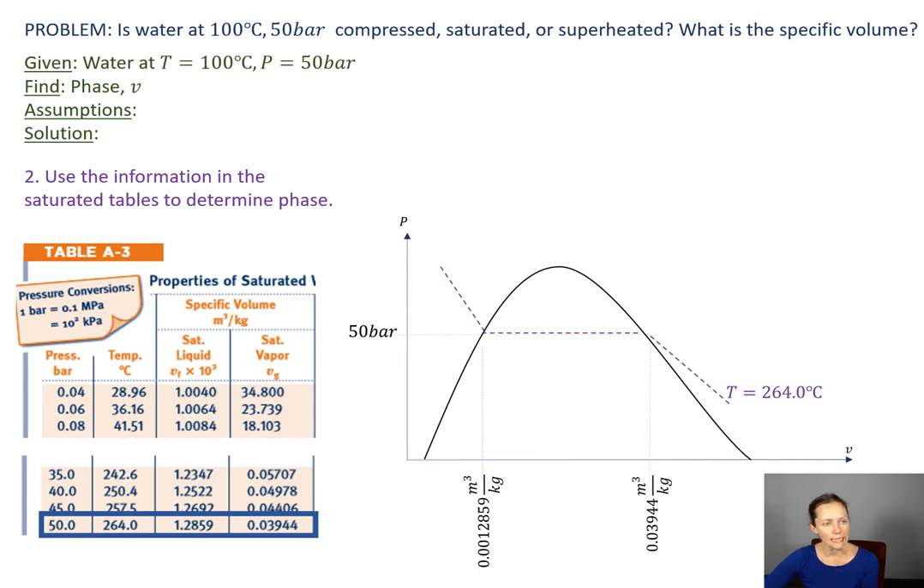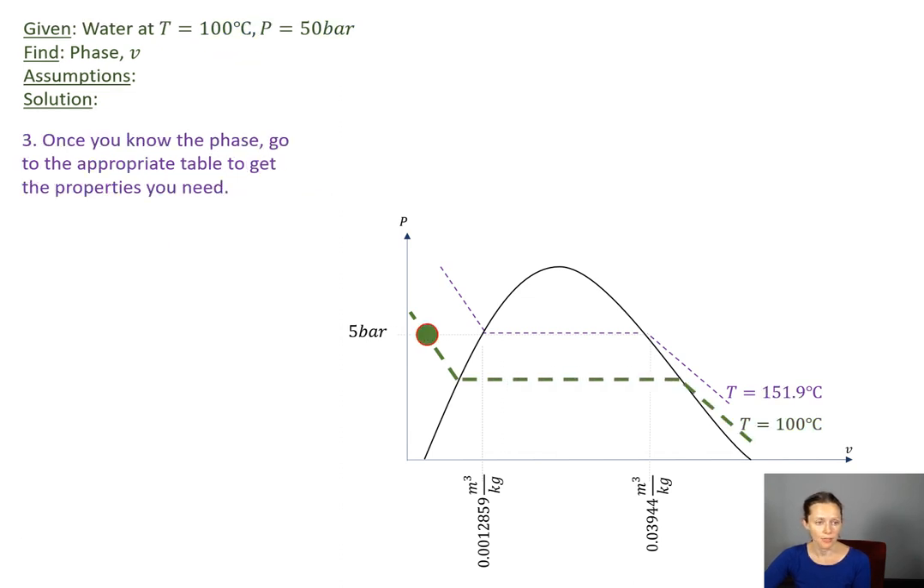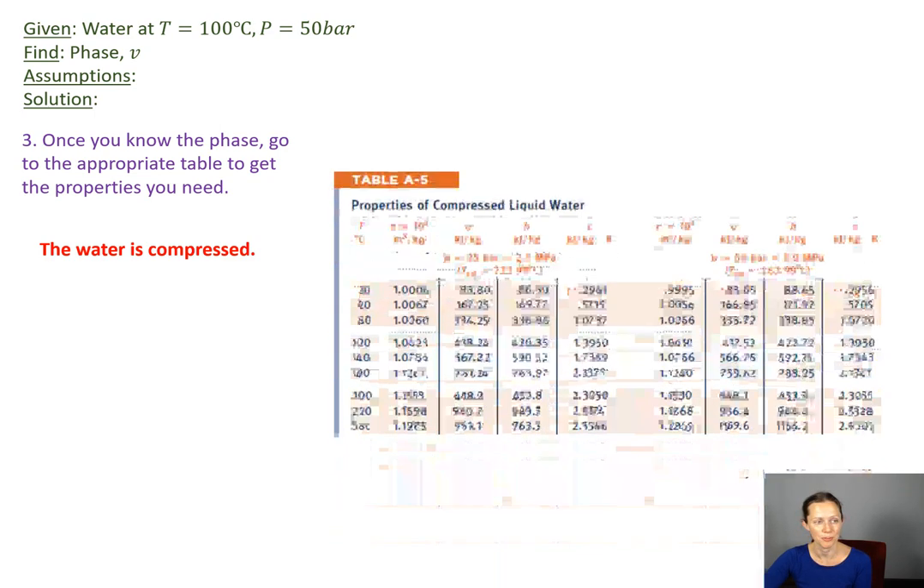And let's see, I am at 100 degrees Celsius, so I'm not at 264 degrees Celsius, which means that I'm not two-phase, I'm something else. So I'm going to draw another line of constant temperature corresponding to 100 degrees Celsius, and it's going to go below that purple line. So there we go. And it looks like where that green line crosses over the 50 bar line is going to be in my compressed region. So that tells me I'm compressed, and it also tells me I need to go to my compressed tables.